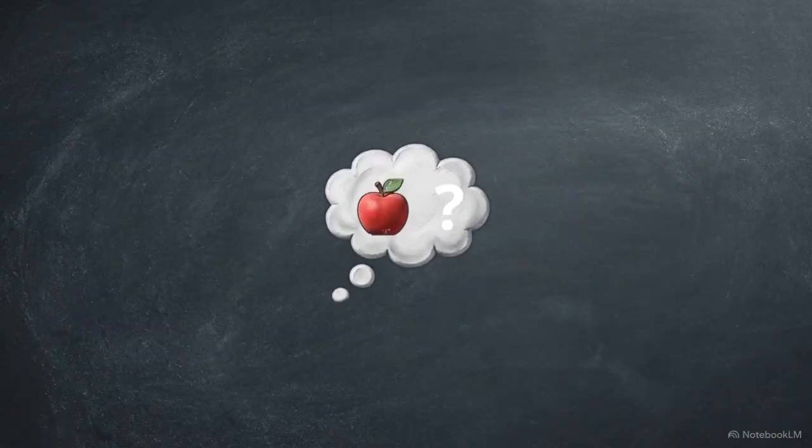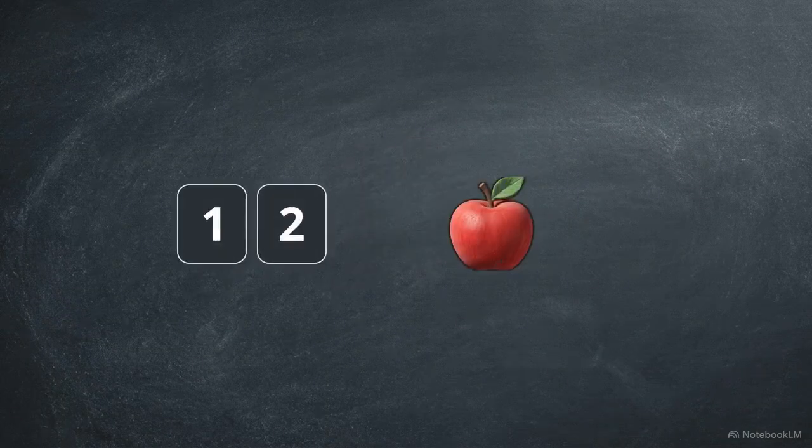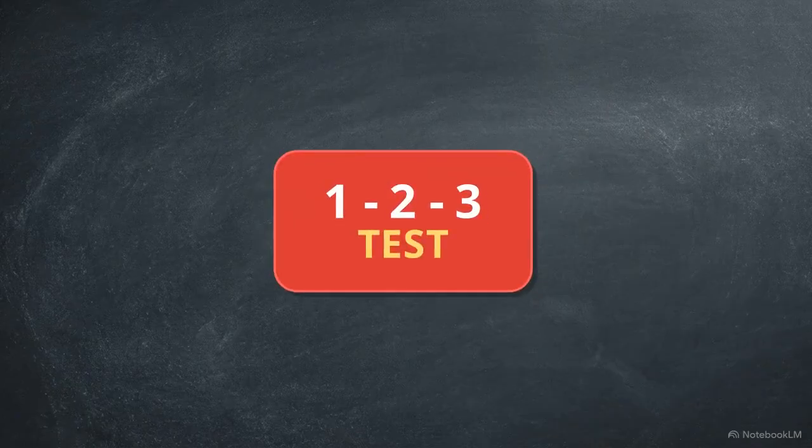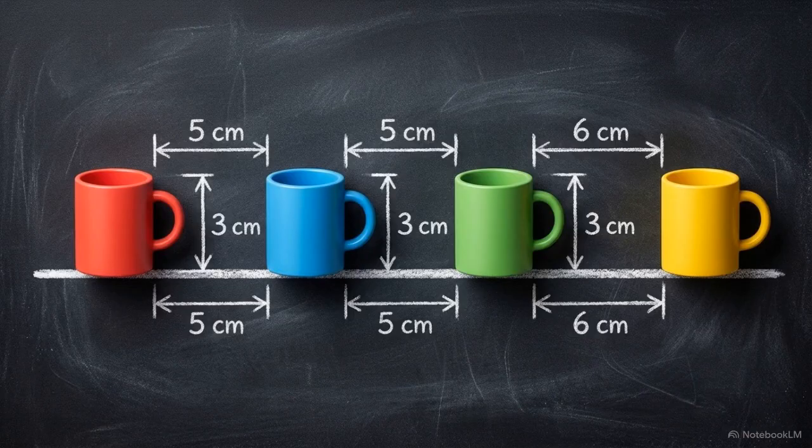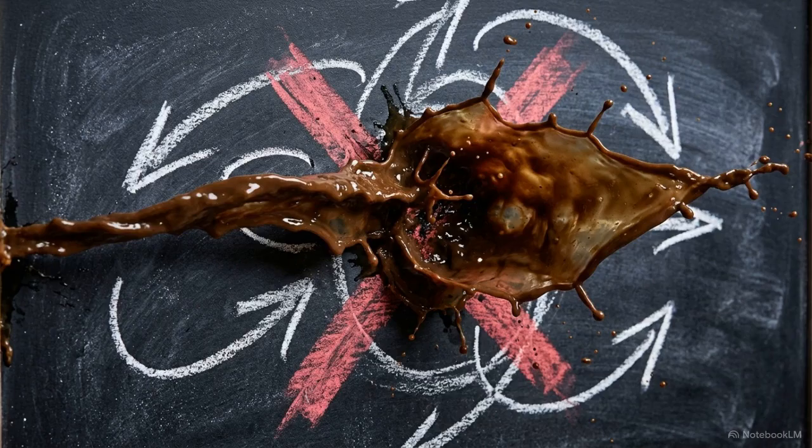The next time you find yourself stuck, just run the 1, 2, 3 test. Figure out if you are looking at individual objects or a shapeless mass. Pick your word and speak with confidence.